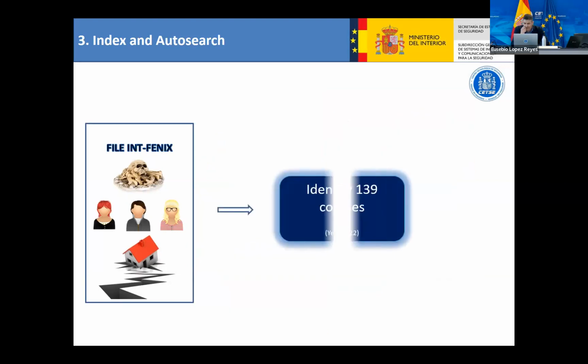Well, during the last year, we were able to identify 139 corpses, unidentified persons, and unidentified human remains, only during the year 2022, to show the efficiency of this system in identifying relatives and persons that we couldn't identify with the normal procedure, okay?